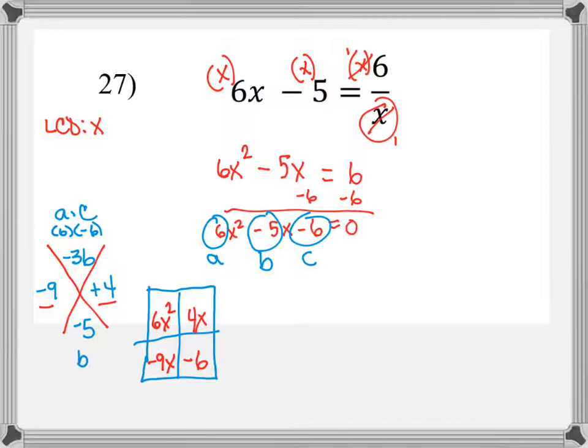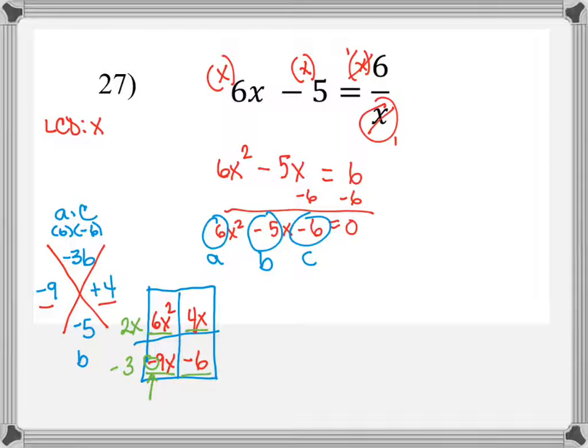So now I need to look at each row. If I look at the top row, 6x squared and 4x, what is our greatest common factor there? What can I divide out of both of those terms? That would be 2x. Let's look at our second row, negative 9x, negative 6. What's our greatest common factor there? What can I divide out of both of those terms? 3. But because this left term is negative, we also will factor out the negative. So we've got negative 3 outside the second row.